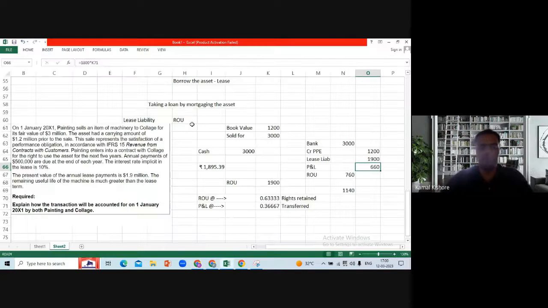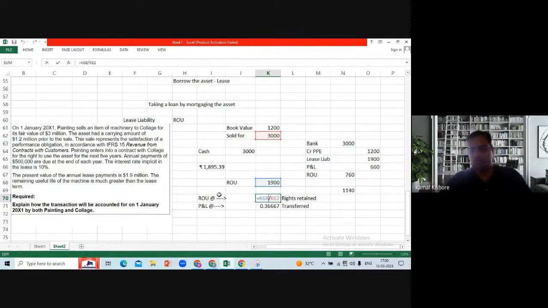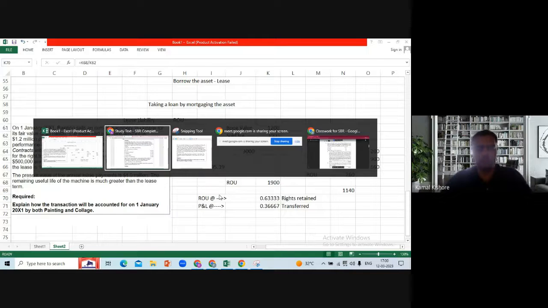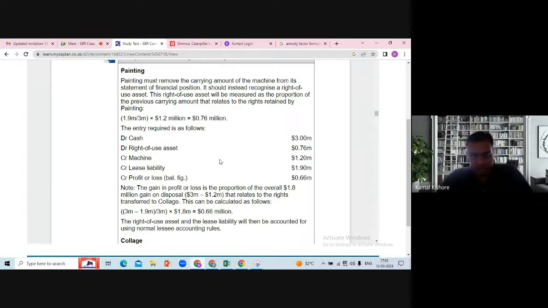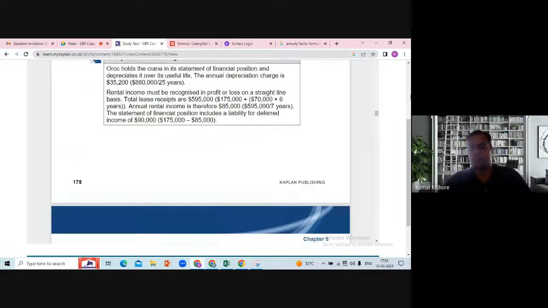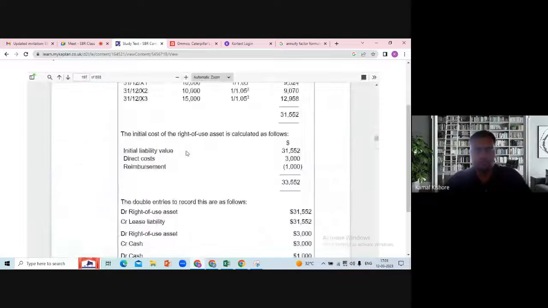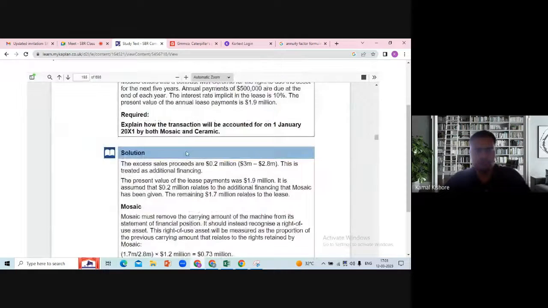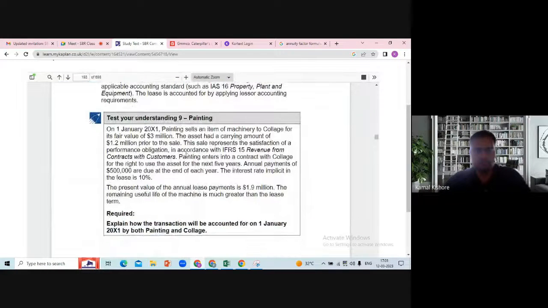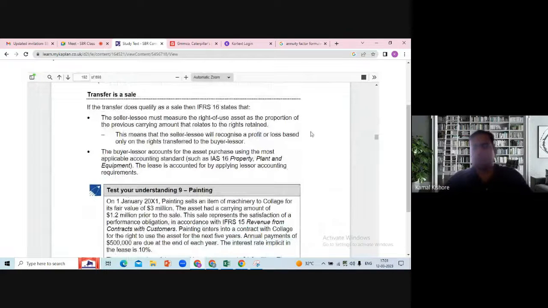rights retained is this 1.9 million divided by 3 million, right? So this calculation is very, very important. So what I will suggest is in your book, because in the book they are not giving this formula directly, right? In the book, this is page number 202. Here you can write in your book itself. You can make a note as to how you will calculate this.